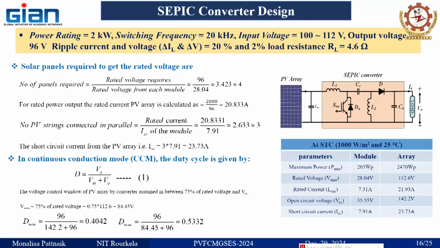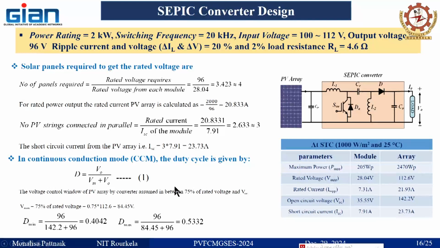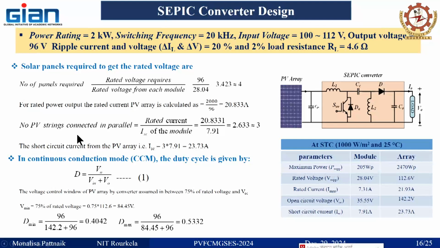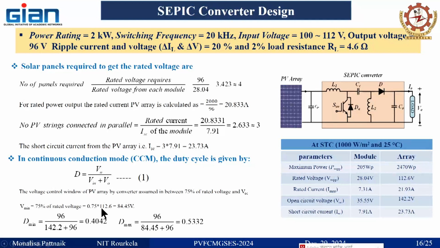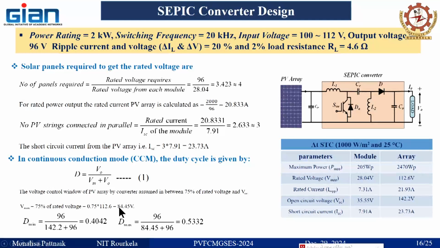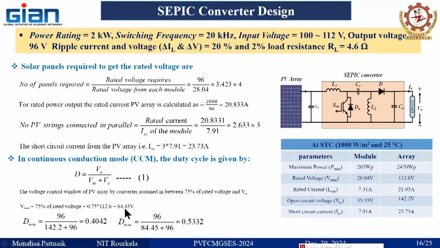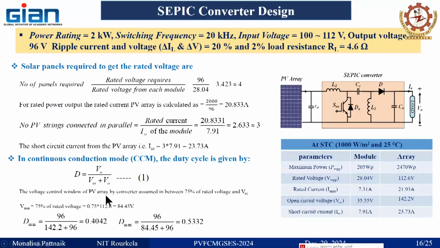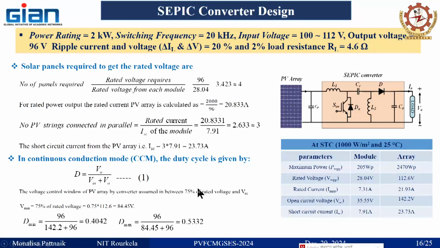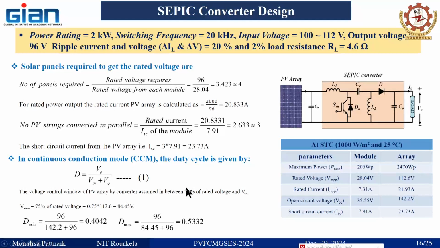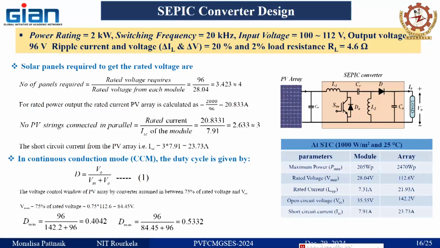Based on that, I considered the voltage window from low voltage to high voltage. That minimum voltage I take as 75% of the rated voltage of my array, which will be 84.45. So this is the minimum voltage that I am considering from the PV module. Using this, I have to find the minimum duty ratio and the maximum duty ratio that will be considered to get my desired output power.